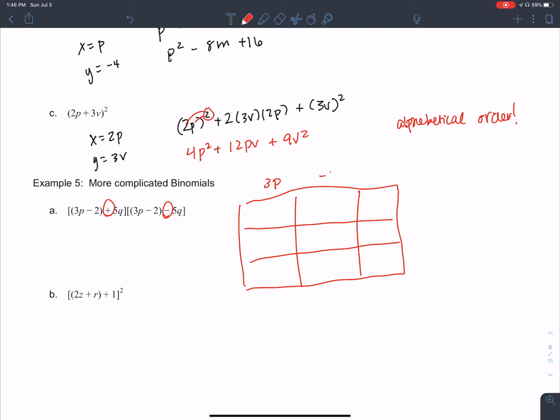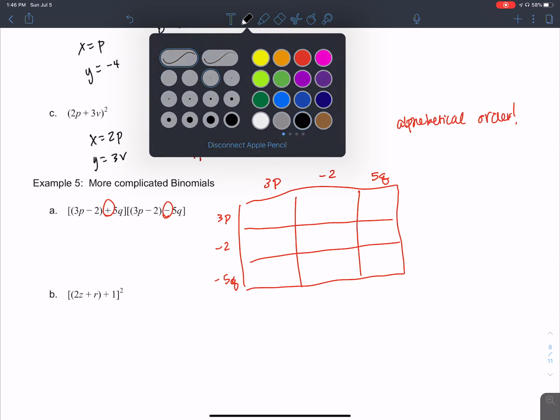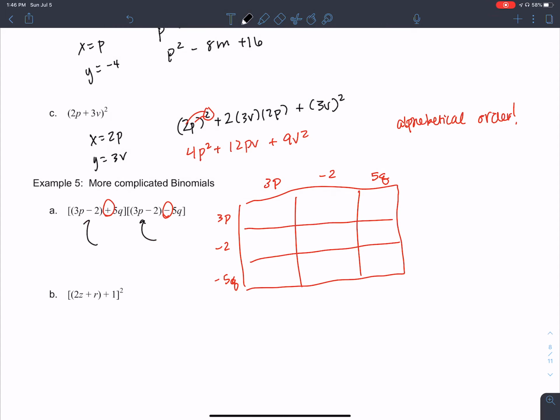3p negative 2 5q, and then 3p negative 2 negative 5q. So you can do it like that. The parentheses here, you can break them up and it's okay. So here we go: 9p squared minus 6p and then 15pq, and then negative 6p, 4, and then that's going to be negative 10q.